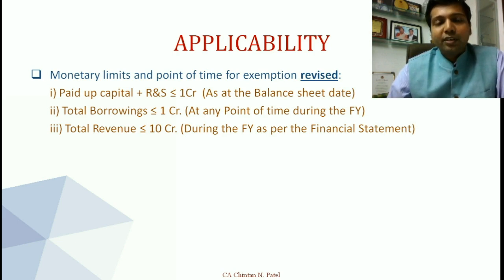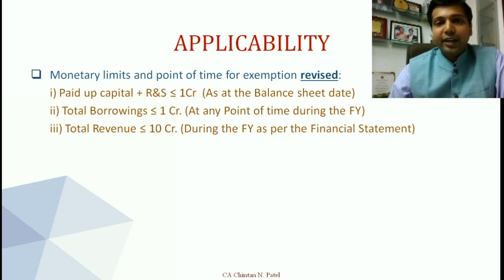In CARO 2015, a private limited company is exempt provided paid up capital and reserves and surplus do not exceed 50 lakh rupees. Now it is increased to 1 crore rupees. In the same way, for total borrowings it was 50 lakhs, now 1 crore. And for turnover, it was 5 crore, now increased to 10 crores.